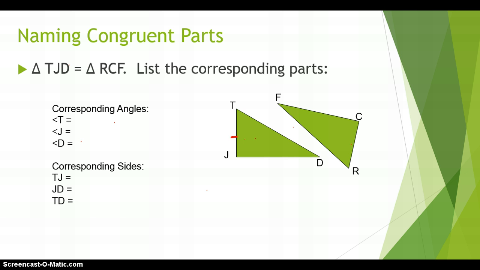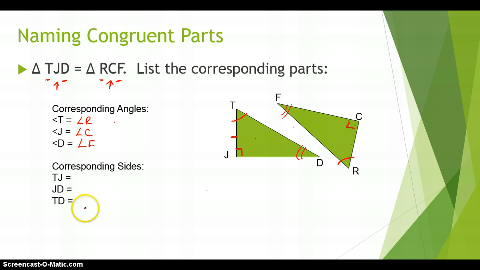So let's talk about some of the ways that the order helps us. T should be the same as R. So that is a corresponding angle. J is second in our naming. C is second in our naming. And I can tell right now those are both right angles, so I know J corresponds to C. D is my third angle. F is my third angle. D corresponds to F.